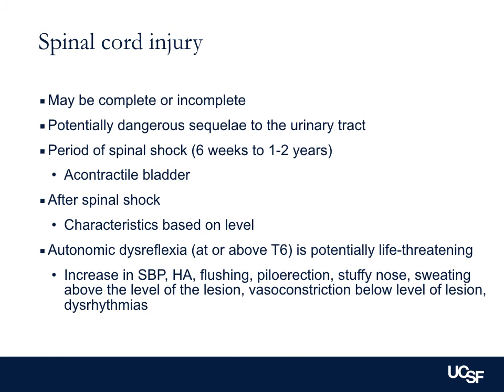It's important to look out for autonomic dysreflexia for anyone with lesions at or above T6, because this is potentially life-threatening. And this is also something that they like to test you on. Symptoms include an increase in systolic blood pressure, oftentimes well above 200. Headaches, flushing, piloerection, stuffy nose, sweating above the level of the lesion, and vasoconstriction below the level of the lesion, and dysrhythmias. So very important to be aware of this.